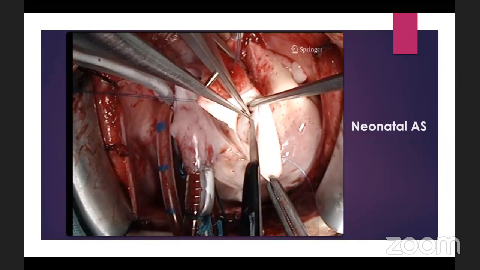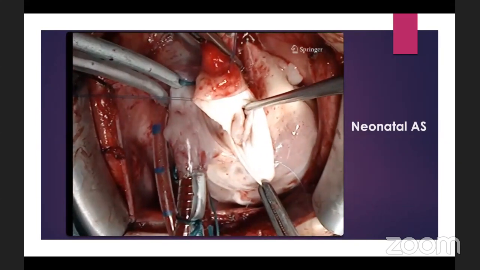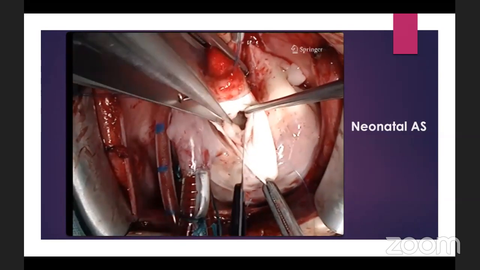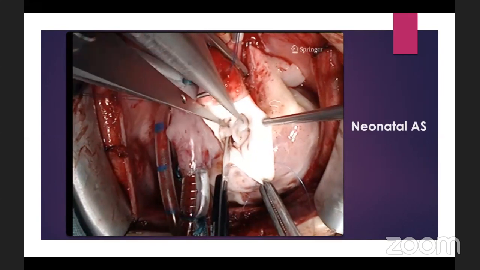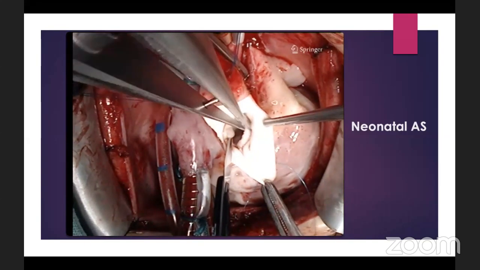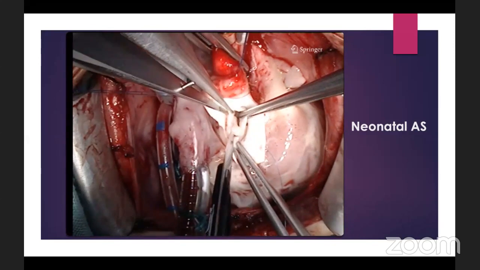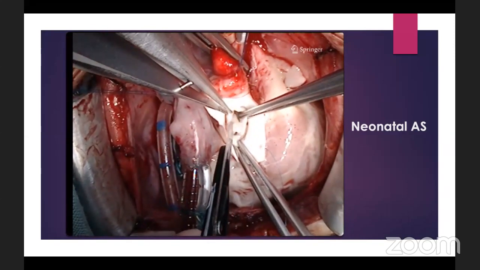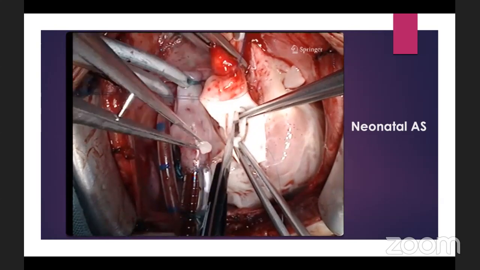Don't worry. Okay. So here, the first leaflet is shaved off, and now it's thin, and you can see into the LV, and you can see the mobility of the leaflet is better. Same is done to the other one. And again, please appreciate how slippery and difficult to handle this myxoid tissue is.